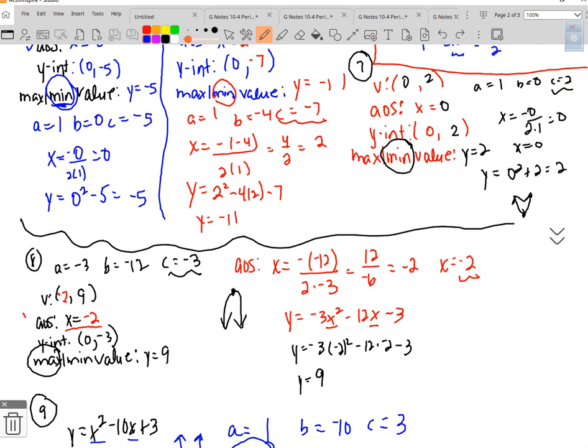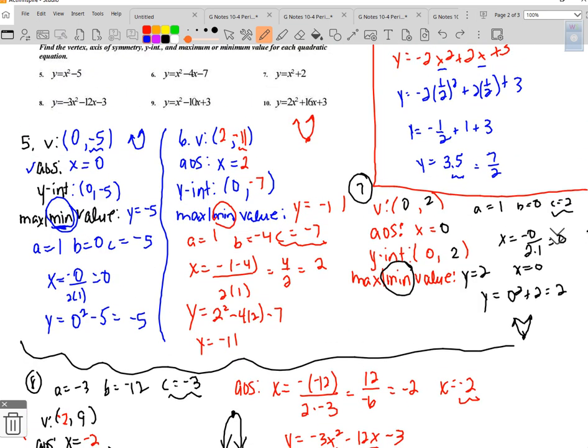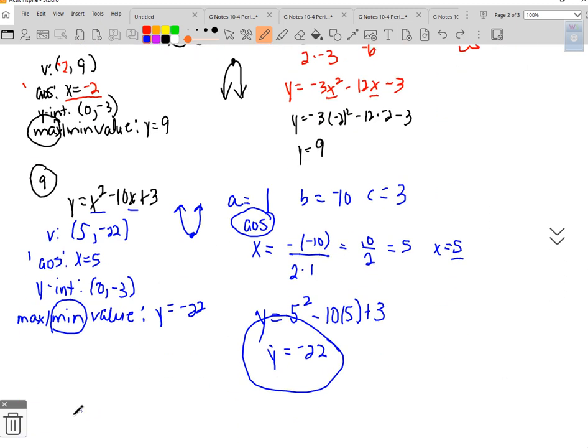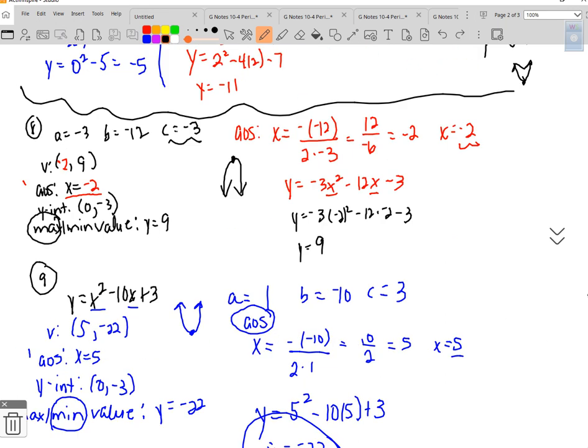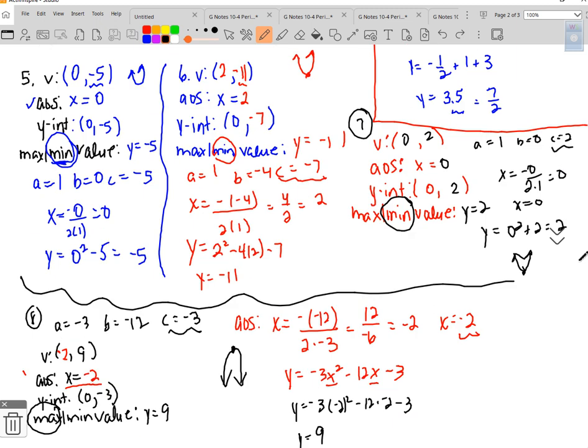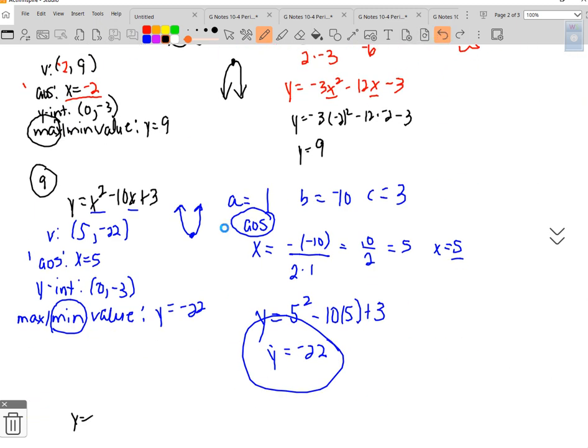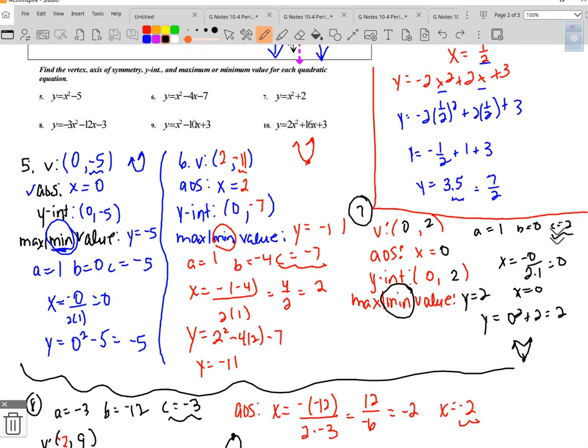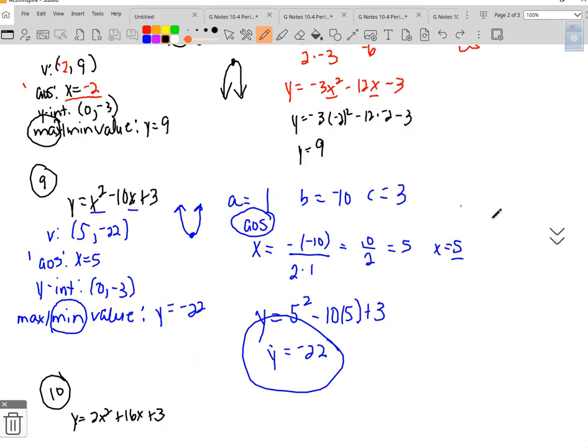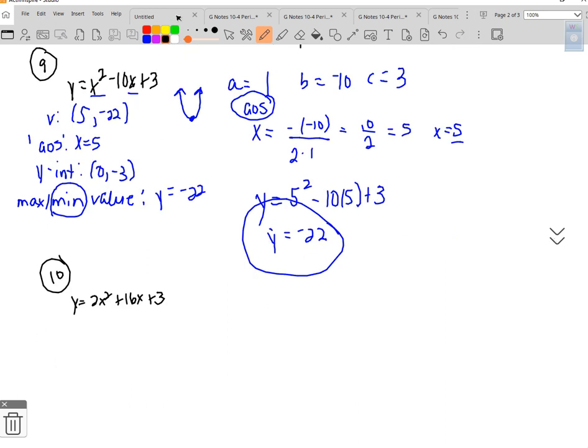And almost done. Y equals 2x squared plus 16x plus 3. I've forgotten it already. 2x squared plus 16x plus 3. If you're watching this, I'll give you a heads up. You're only going to have 6 problems on your test. Alright, I did do that. Write the problem correctly. Alright, and last one, we need our vertex.